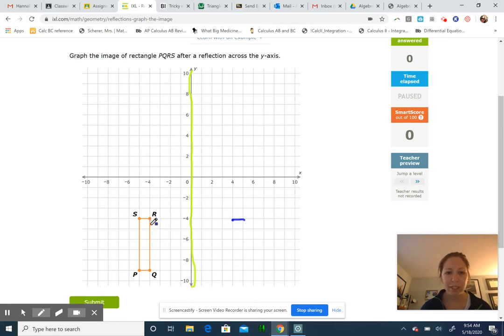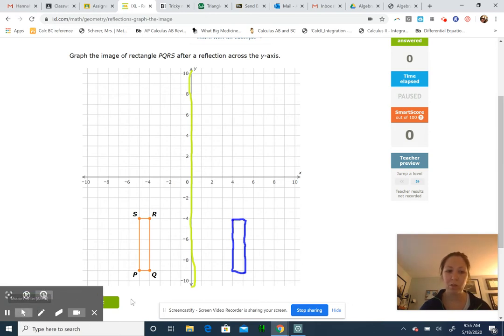And then we can see how long our rectangle is. It's 1, 2, 3, 4, 5. So we're going to go down 5. And in this case, it's nice because you can match it up with the other one. So that should be my reflection.